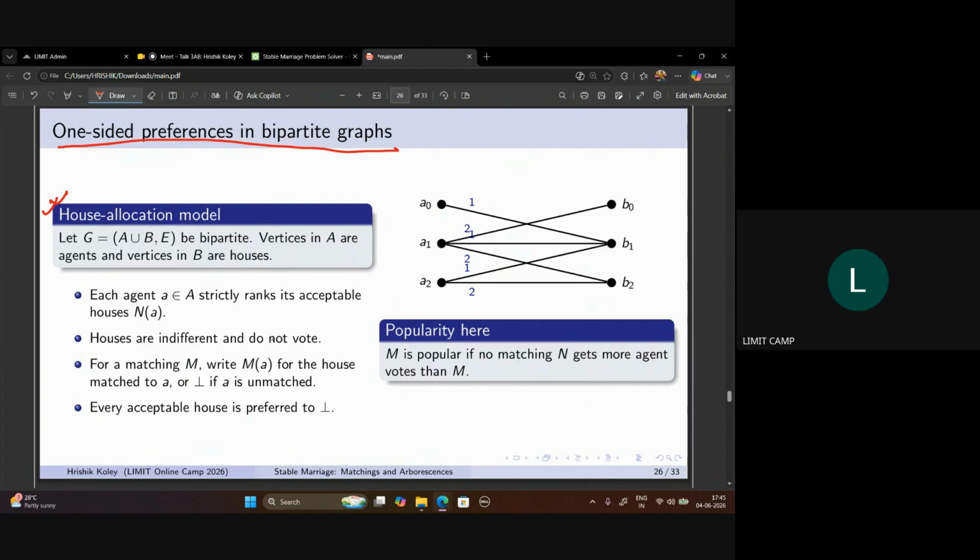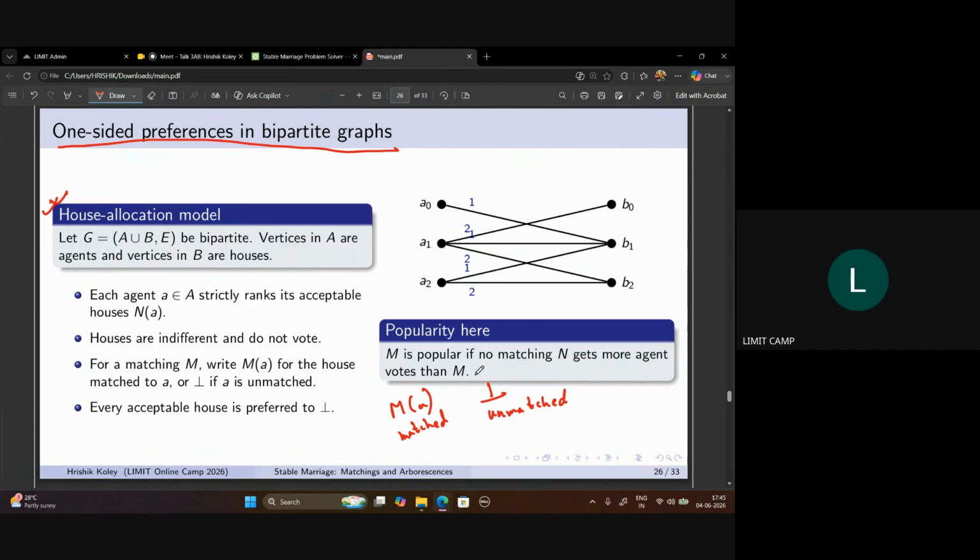For a matching M, write M(a) for the house matched to a, if it's matched, and this if it's unmatched. And then again, the popular matching condition holds that a house being unassigned to anyone is the least preferable option that we have. So M is popular if no matching N gets more agent votes than M.